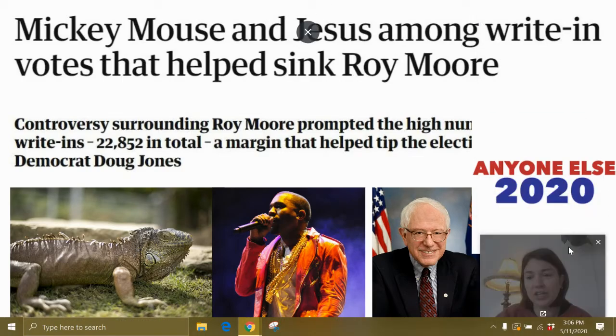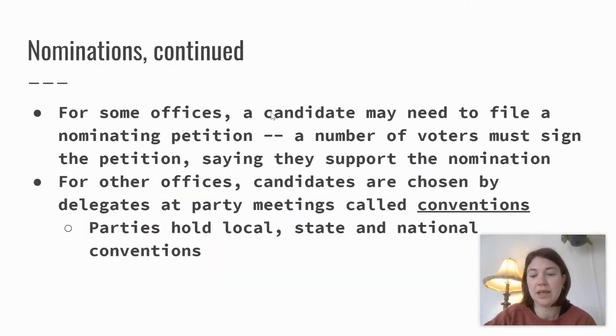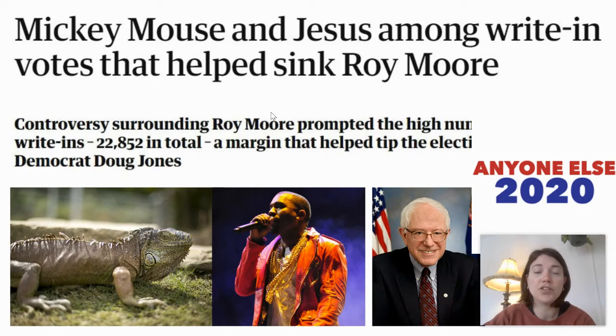Here's a collection of images related to write-in candidates. This is a headline from the 2018 House of Representatives election that occurred. It says, "Mickey Mouse and Jesus among write-in votes that helped sink Roy Moore." Similar to third-party candidates, sometimes if there's enough write-in candidates, it will change the outcome of an election.